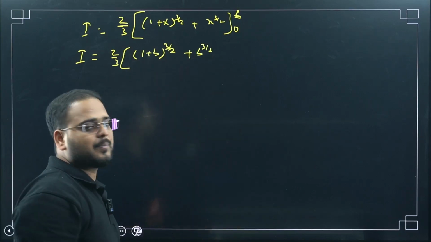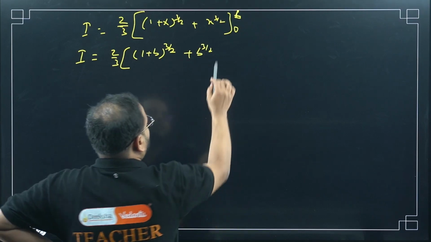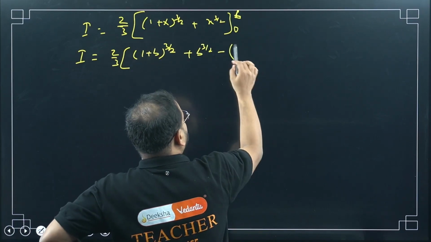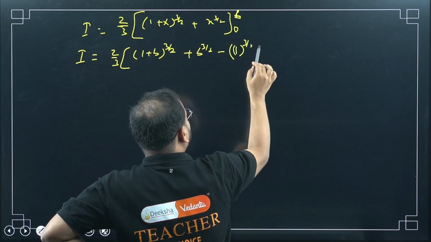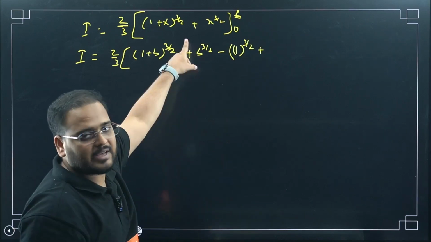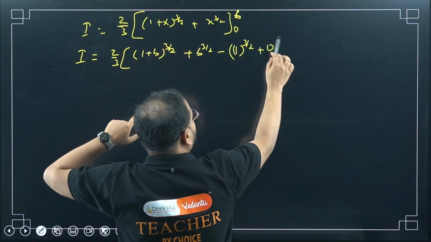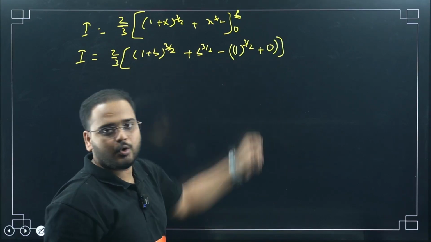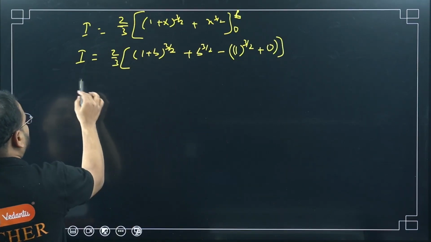B to the power 3 by 2, this is the upper limit. What about the lower limit? Minus 1 plus 0, simply 1. Simply 1 power 3 by 2 plus 0, I'll put for x, so simply 0, correct. This is my lower limit. Upper limit minus lower limit, have a look.